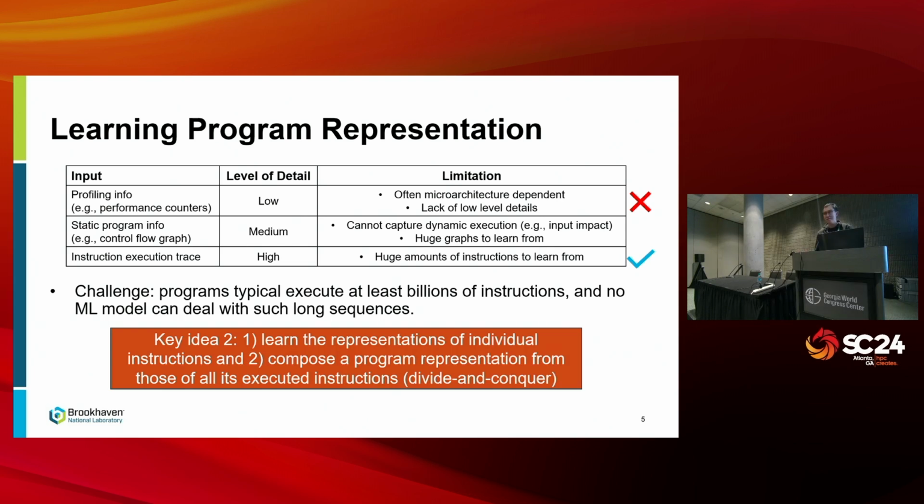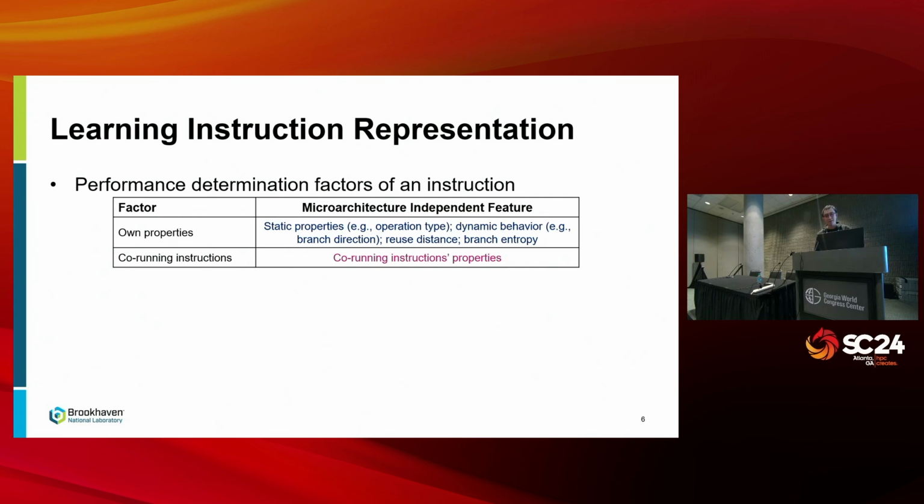To address this challenge, that brings our second key idea. Instead of learning the program representation in one shot, we apply a classical divide and conquer strategy here. We try to learn the representation of individual instructions, then compose the program representation from the representations of all its executed instructions. So that's our second key contribution. Then we convert the problem of learning the program representation into a smaller problem: learning the instruction representation.